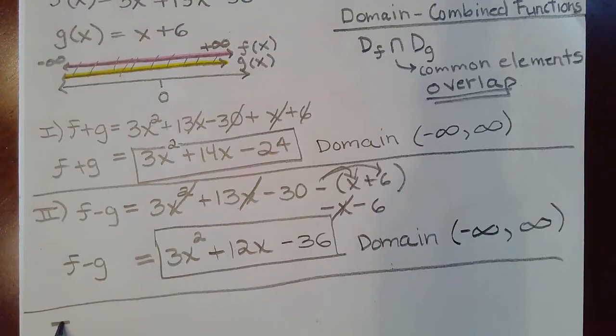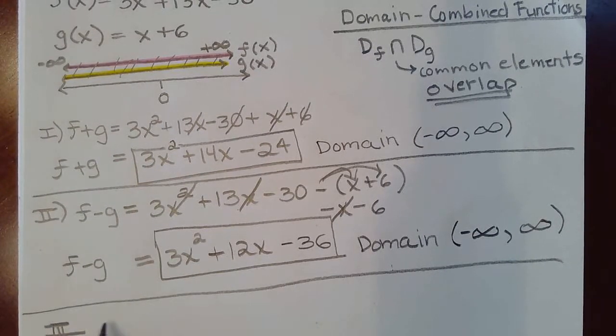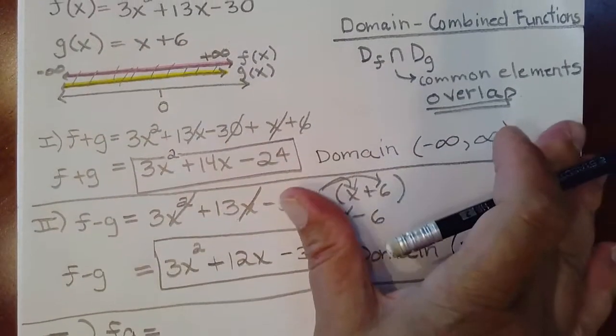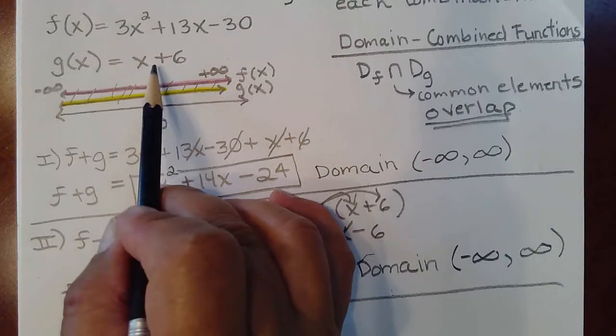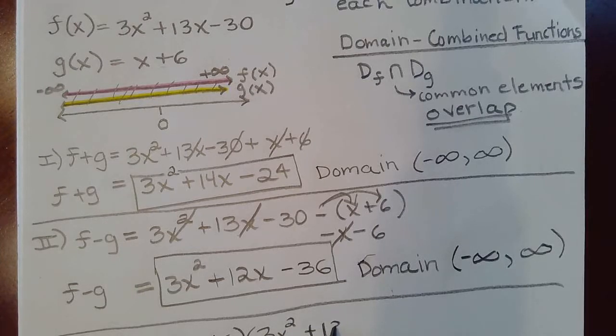Moving on to the product. In the product, we're going to be looking for 3x squared plus 13x minus 30 times x plus 6. Now, because you have a smaller polynomial, I would put that in front. It'll just visually be easier to keep track of what you're multiplying. And I would put the larger polynomial, the one with more terms, in the back. You're going to be doing a sort of extended version of foiling.